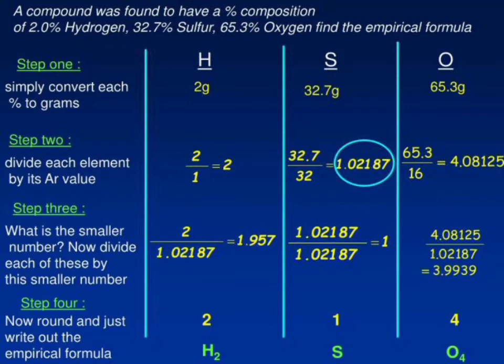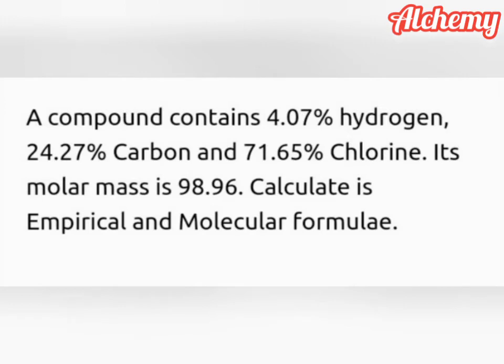In the fourth step, we should round these numbers and write the empirical formula using these numbers as subscripts. For hydrogen, the value 1.957 can be rounded to 2 and for oxygen 3.9939 can be rounded to 4. So the empirical formula of the compound is H2SO4 and that is sulfuric acid. We will deal with one more question.